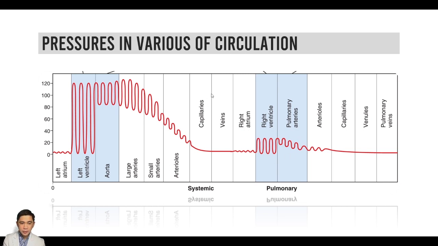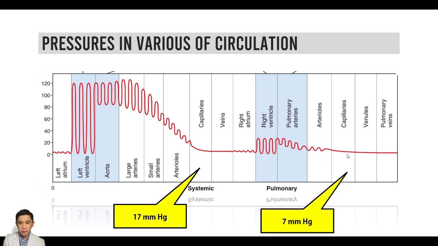So let's take a look at the pressure in the capillaries. It's around 17 millimeters of mercury, so around 17, around here. And pressure in the capillaries of the pulmonary circulation is around 7. Again, systemic circulation has higher pressures than the pulmonary circulation.